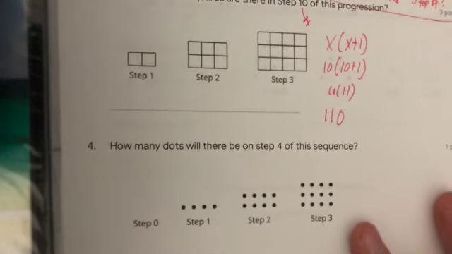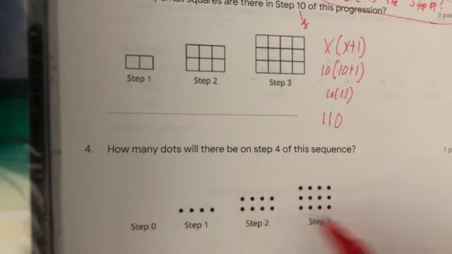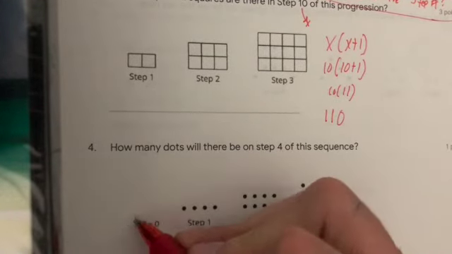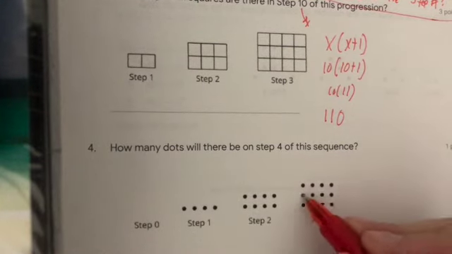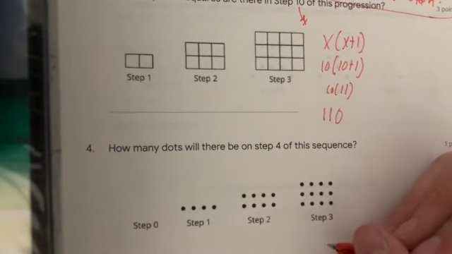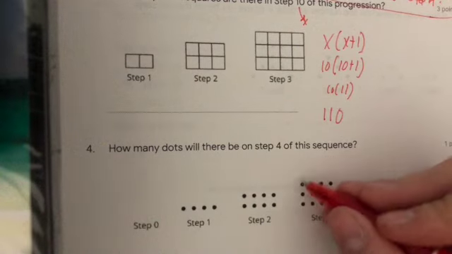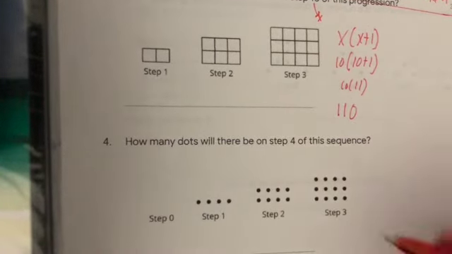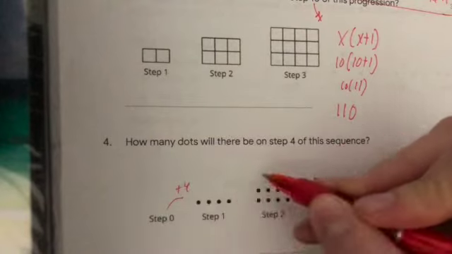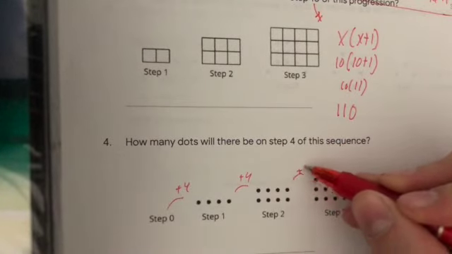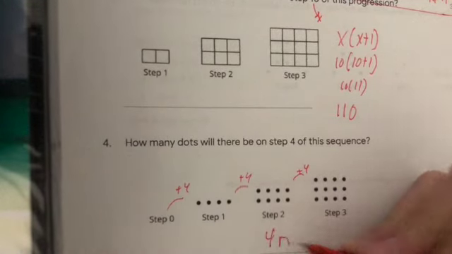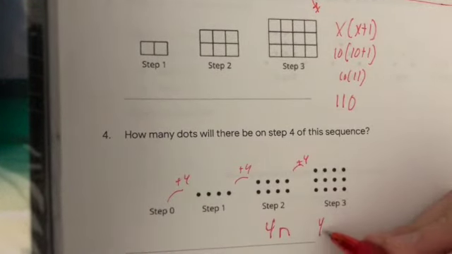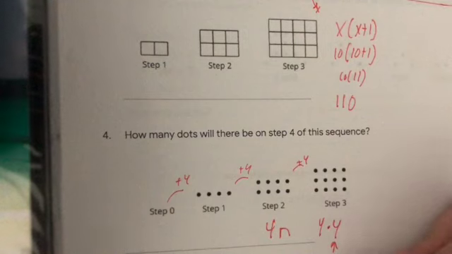So here, where's our step number down here? Well, let's see. Step 0 has nothing. Step 1 has 1 row of 4. Step 2 has 2 rows of 4. Step 3 has 3 rows of 4. All right, so turns out this one's not actually quadratic. We can tell because it's adding 4. That's linear. So our rule there is just 4n, or just 4 times the step number, so for step 4 it's just 16.